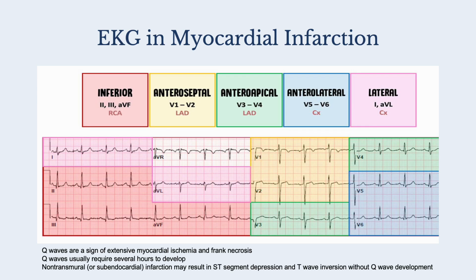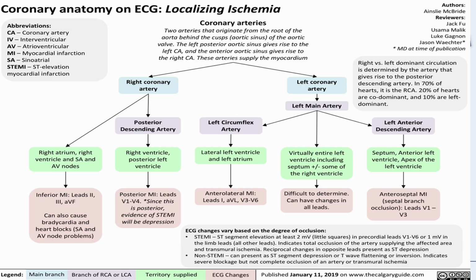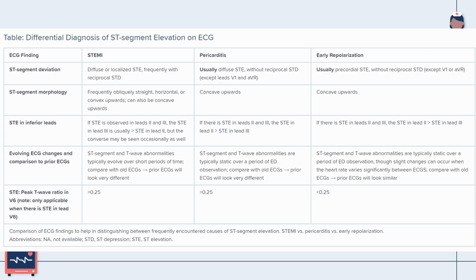So just a little reminder of what we see in EKGs in MIs as relating to the leads. And maybe now you guys will appreciate the Calgary guide. So when we're talking about the right coronary artery versus the left coronary artery, specifically what we're going to find in our EKGs. So this is a nice little chart on the differential diagnosis of ST segment elevation on EKG, differentiating STEMI and pericarditis.